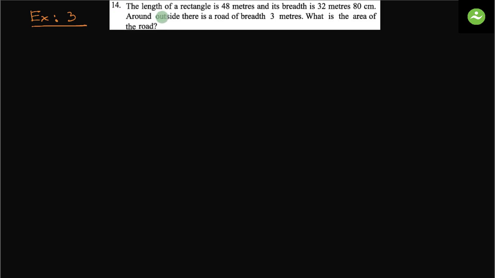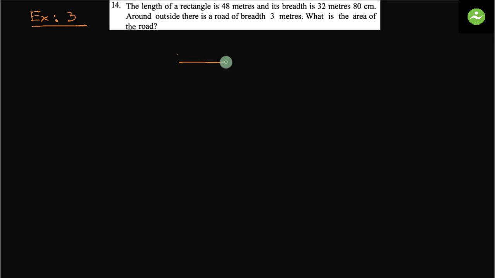Question number 14. The length of a rectangle is 48 meters and its breadth is 32 meters 80 centimeters. Around the outside there is a road of breadth 3 meters. What is the area of the road? So we have to find the area of the road that surrounds a rectangle.